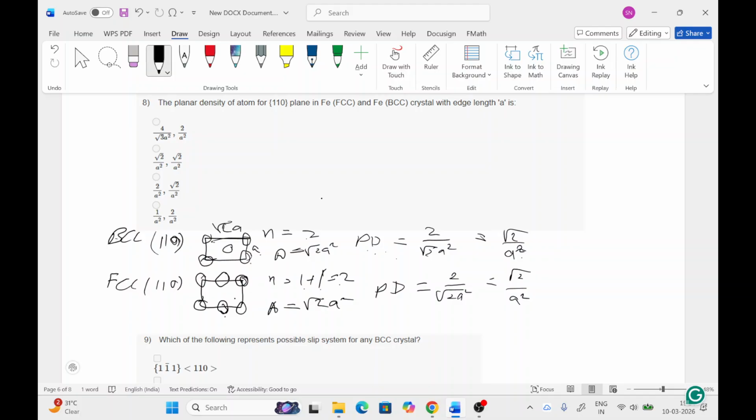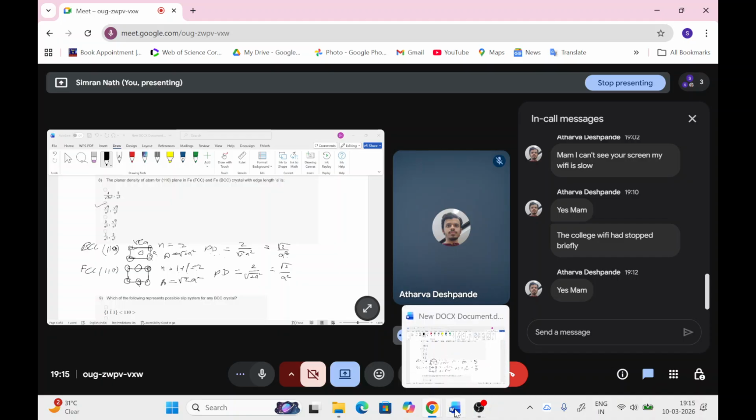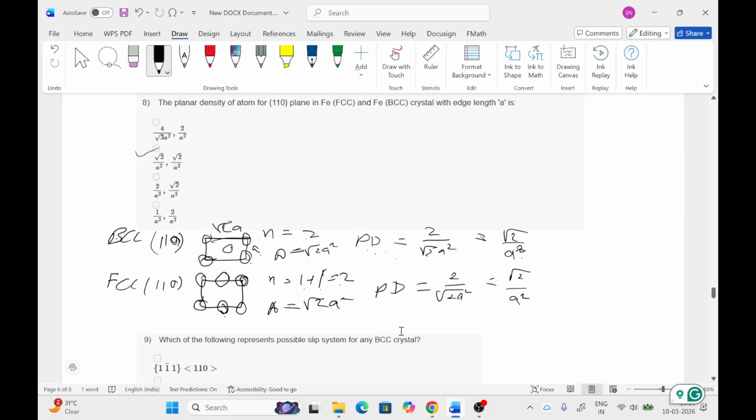So the atomic arrangement for the BCC and FCC is changing, but the planar density for both BCC and FCC along the 110 plane is the same. Only the atomic arrangement is different. So the second option is correct for this. So in the planar density, we just have to calculate the number of atoms and the area of that plane.